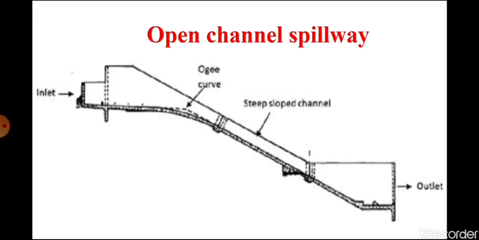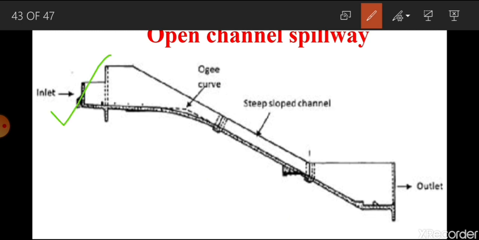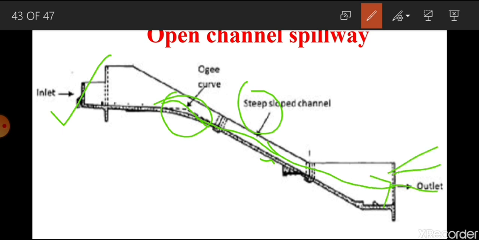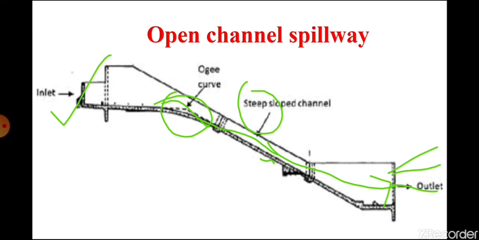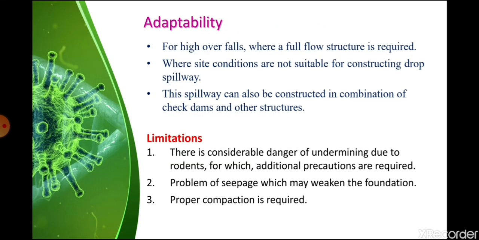And this is the clear cut view of the open channel spillway, where you can see it's an inlet system, and a vertical section where water will flow, and through this slope, water will flow by gravity and reach the outlet, and from the outlet it will go into the downstream area. So adaptability and limitation, you may read these things. It's like other structures also.